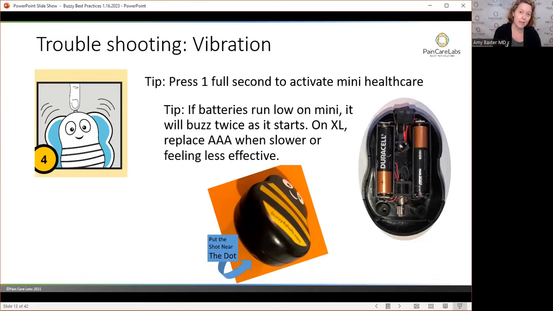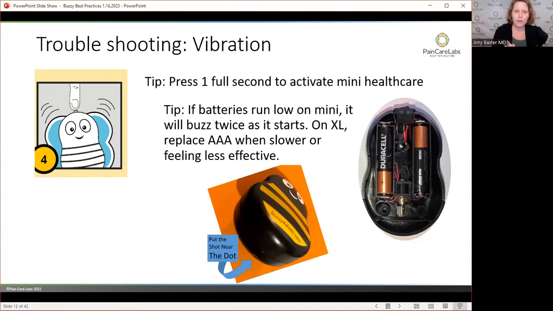On the Mini, when we advanced to that, we added a circuit that detects if the batteries are low. So if it's low, the Buzzy unit is going to give a couple quick bursts of vibration before it starts running. And that lets you know that the batteries are at 40% or lower and need to be replaced. So you're going to hear this bzz, bzz, bzz, and then it'll start running. That means low battery.